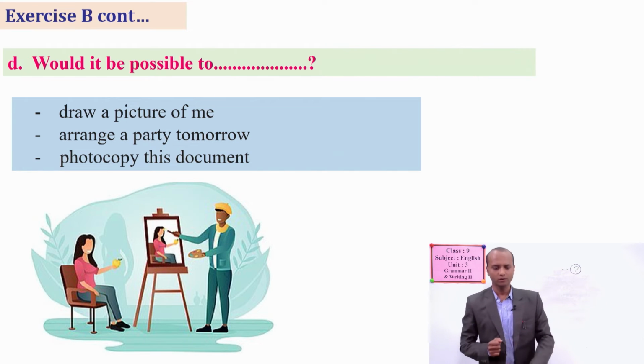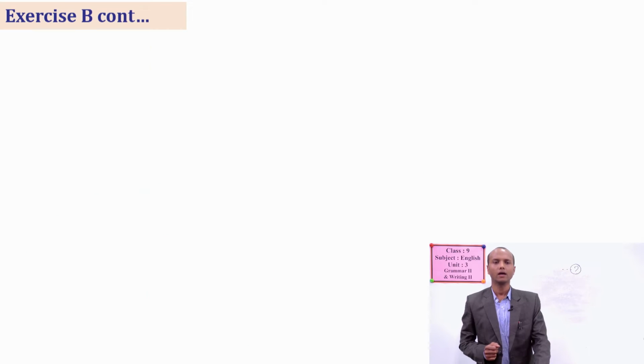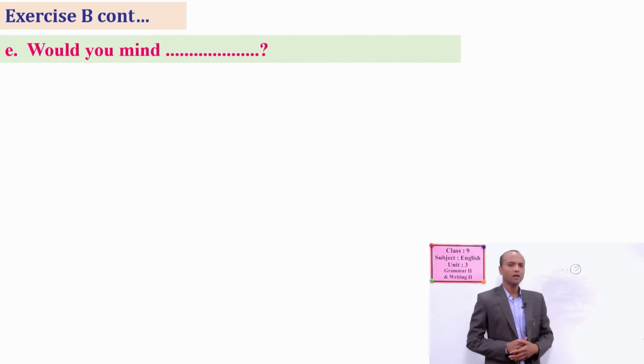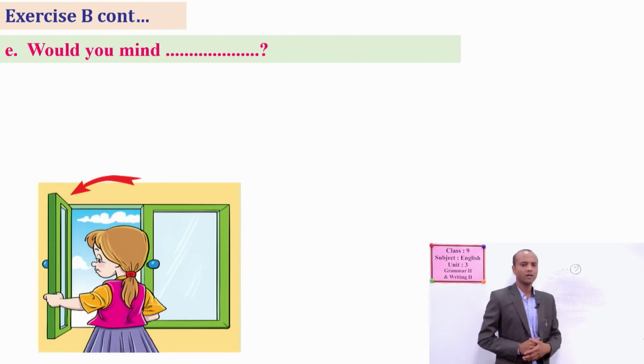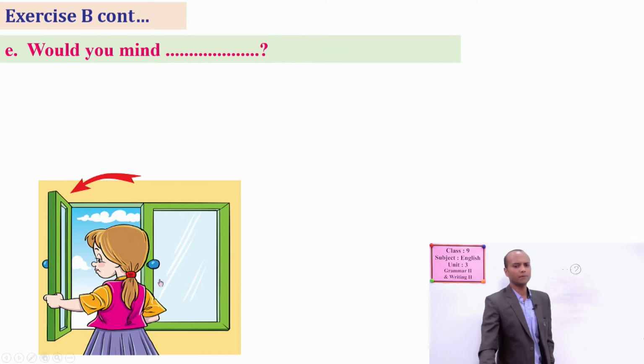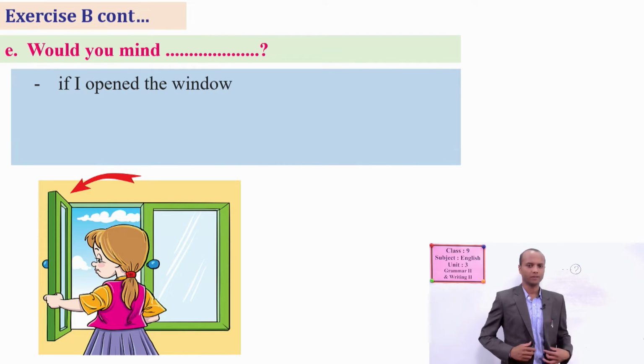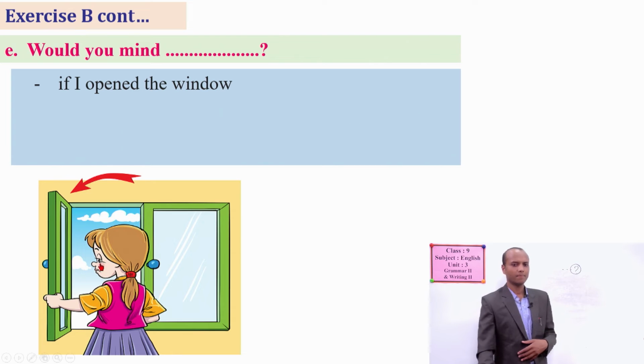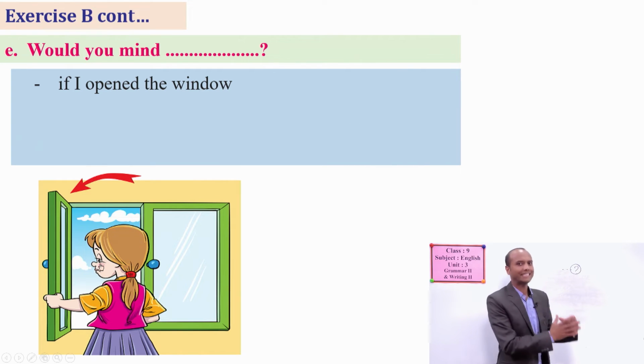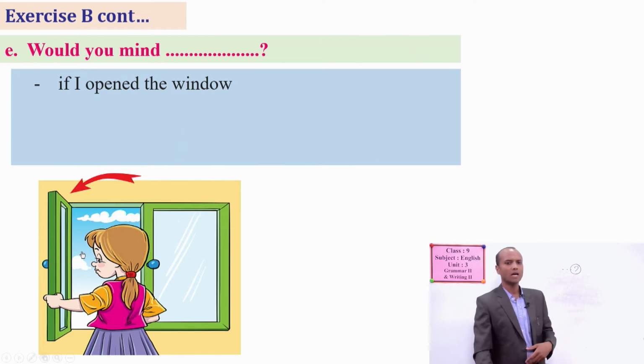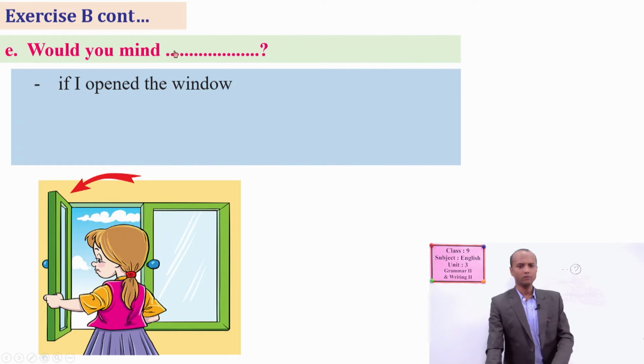Dear students, let's move on to the next situation, that is number E. Would you mind blank space, and there is a question mark. What do you think? Don't worry, I'll show a picture again. Look, what is the baby girl doing there? Somebody might be saying to her, would you mind if I open the window? She might say to somebody who is sitting next to her in the room. Would you mind if I opened the window?